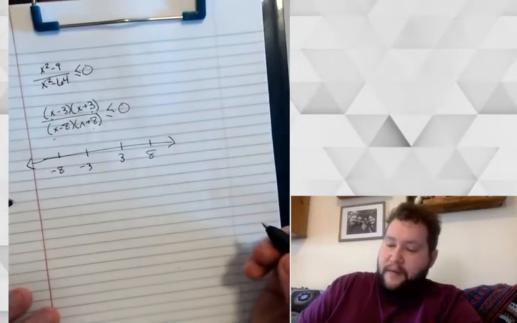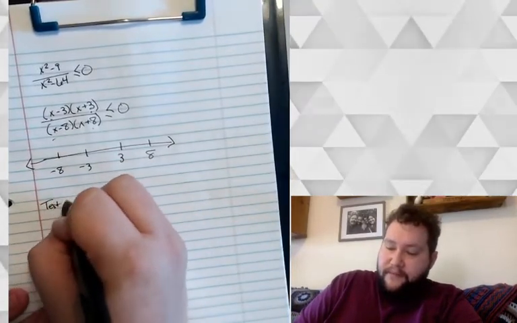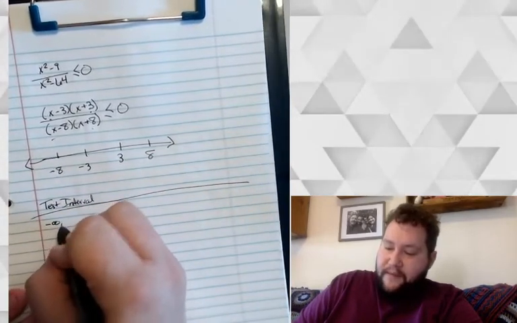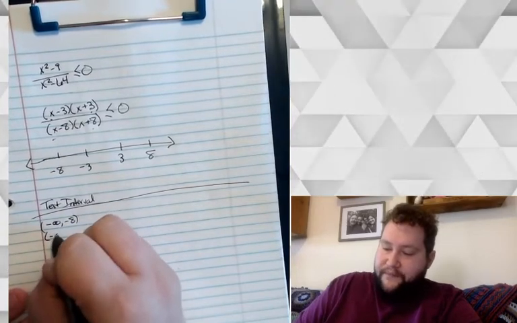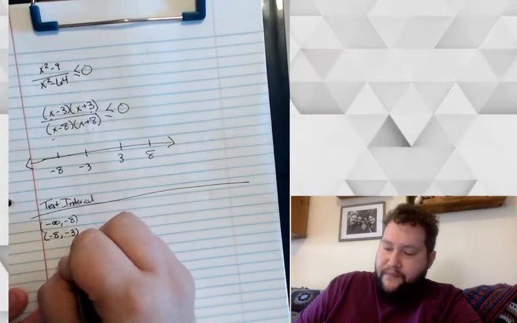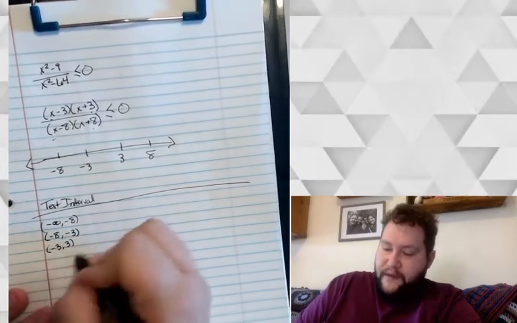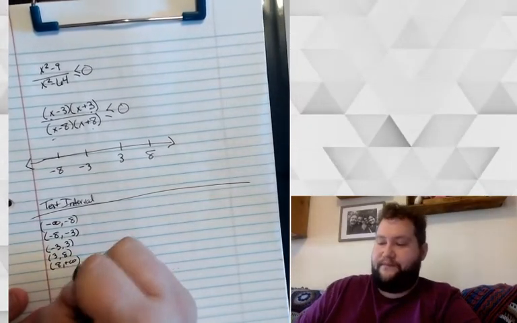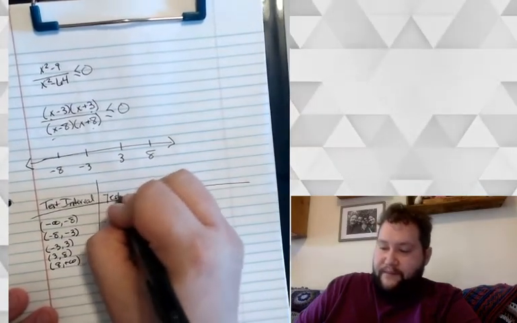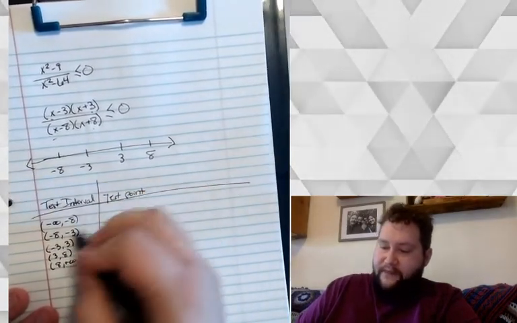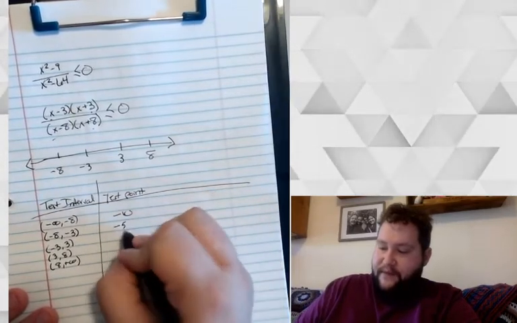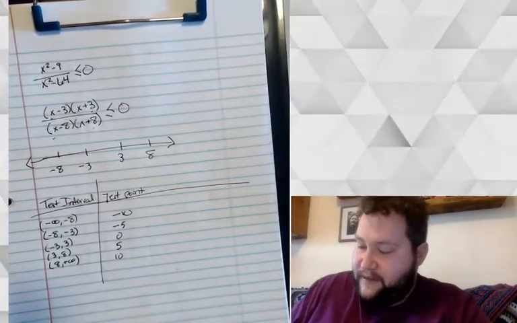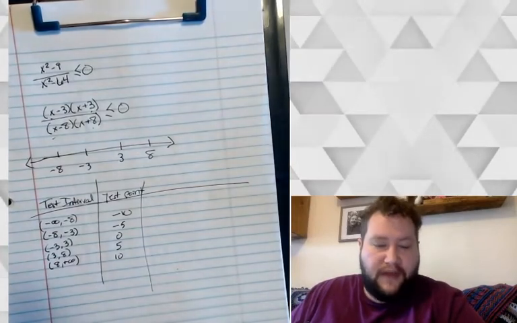And then for our test point table, we have our test intervals: negative infinity to negative 8, negative 8 to negative 3, negative 3 to 3, 3 to 8, and 8 to positive infinity. So choosing our test points: negative 10, negative 5, 0. You don't have to pick symmetric points. I typically do just because I then have to do a little bit less thought in double checking my multiplication.